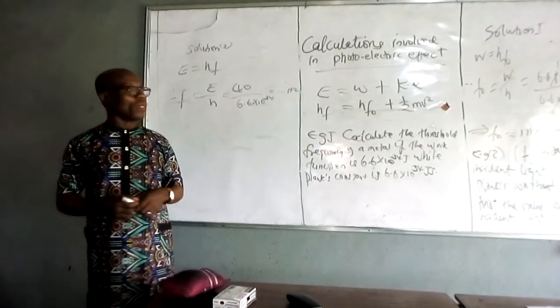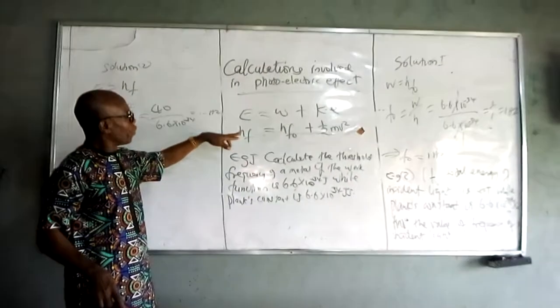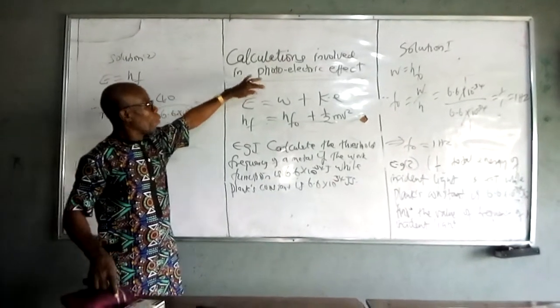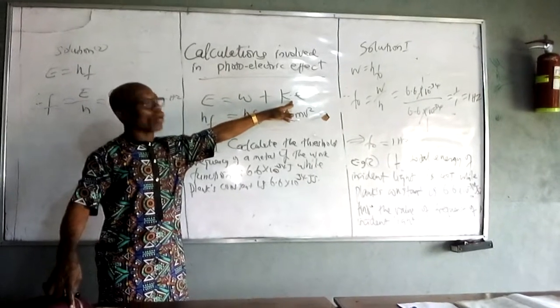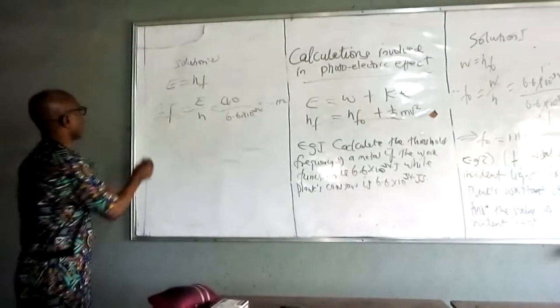The next example is, sometimes you could be given total energy of incident light and work function, and then you are asked to calculate kinetic energy of photoelectrons. Example 3.